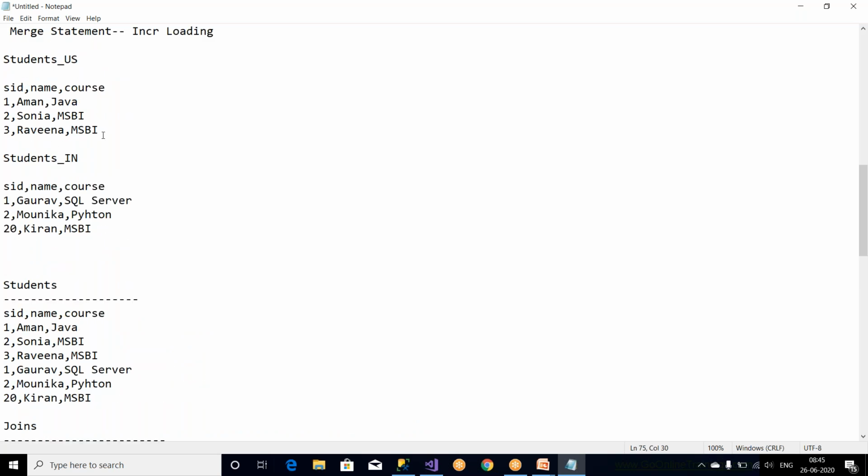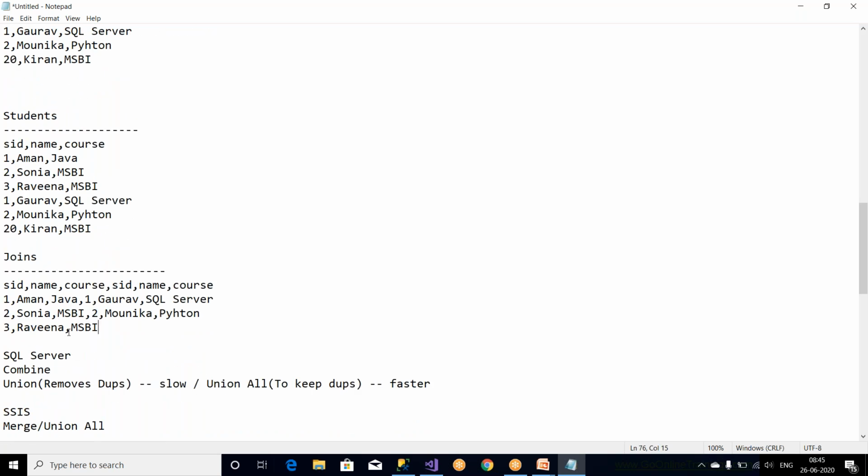For the two Ravina, three Ravina, do you have any data here? You don't have any data here. Now the first question is, what is this? One Aman Java, one Gaurav, or what is the meaning of this? What is this name? What is this course? Since you're a human being, you can understand this is one student and this is another student. But you need to tell the machine, because the machine takes this row as one entity instance.